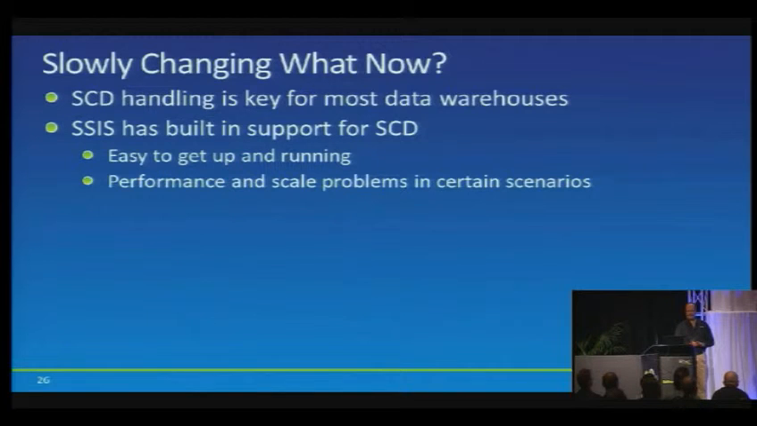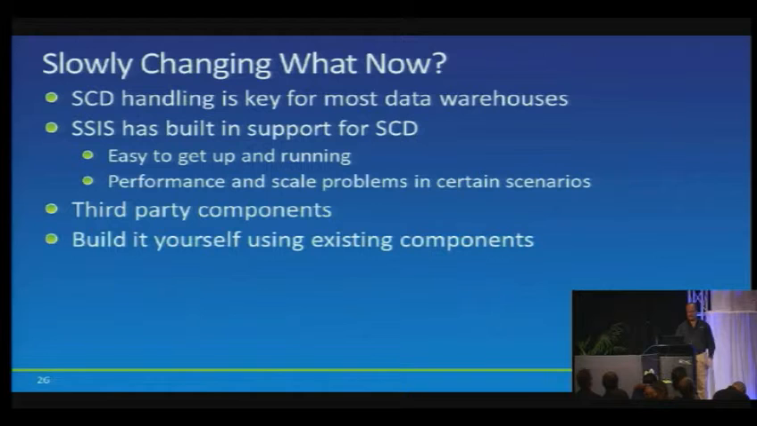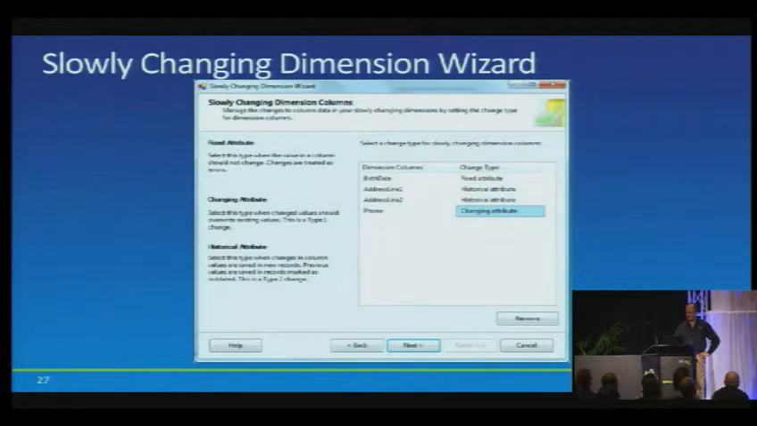SSIS has built-in support for slow changing dimensions. It's easy to set up, but in some cases we may face some scalability issues. We do have a nice wizard that creates proper packages for you to handle that. But let's look at some tricks on how to make it perform a little better. And we'll go through some third-party components. And of course, if everything fails, you build it yourself, you publish it to CodePlex, and you get fame, and well, that's all you get. We don't have a market for these things. We should have a market.